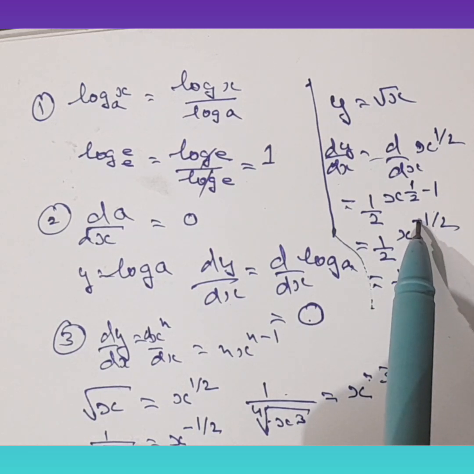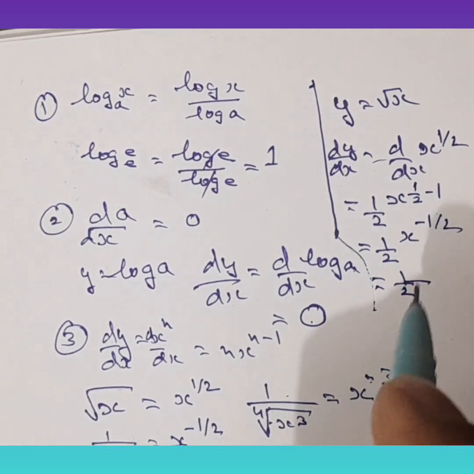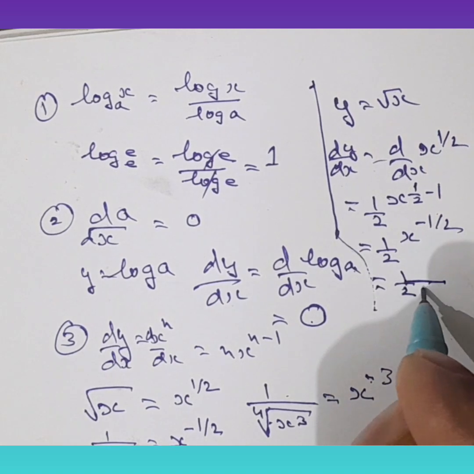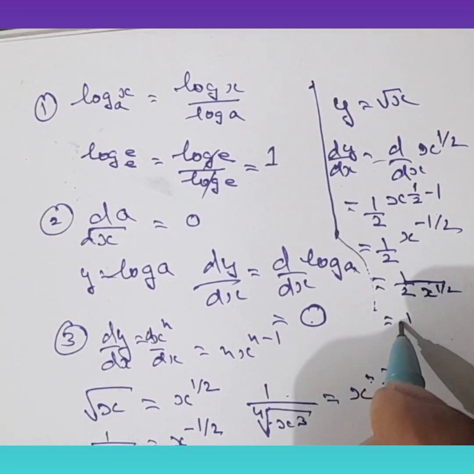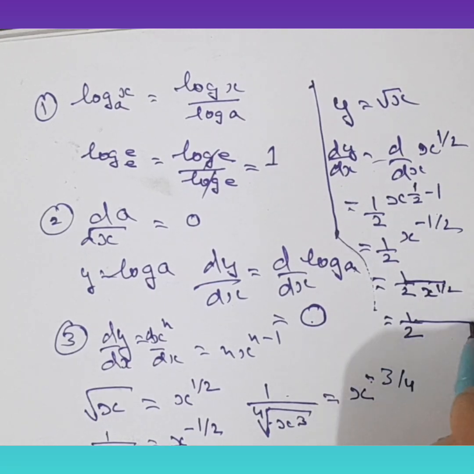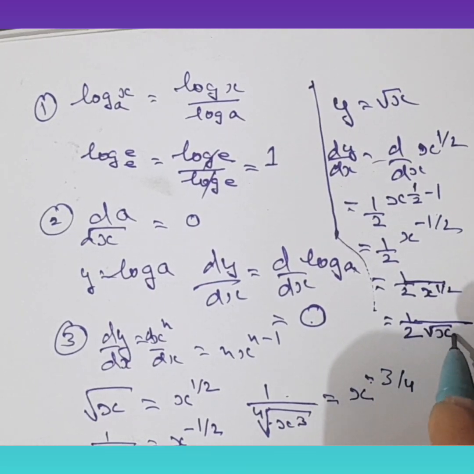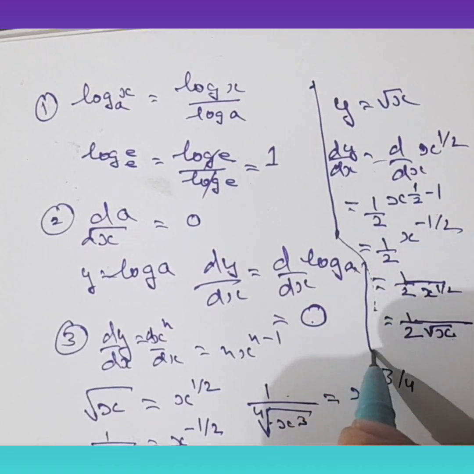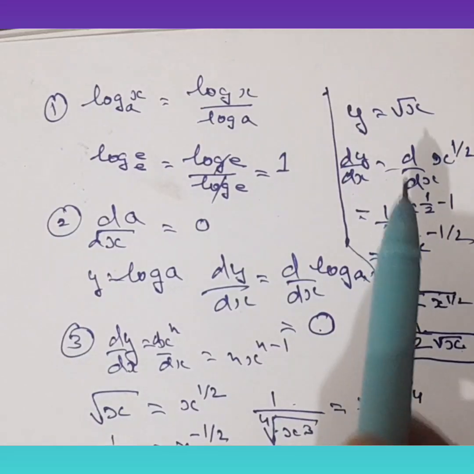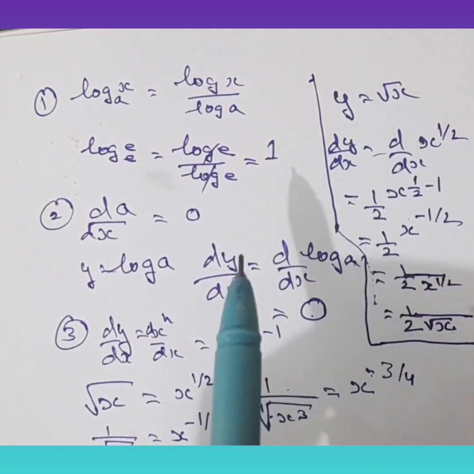And as I already explained, minus means x goes down. So this would be x raised to half in the denominator, which would be equal to 1 upon 2 root x. So this would be the dy by dx for y is equal to root x.